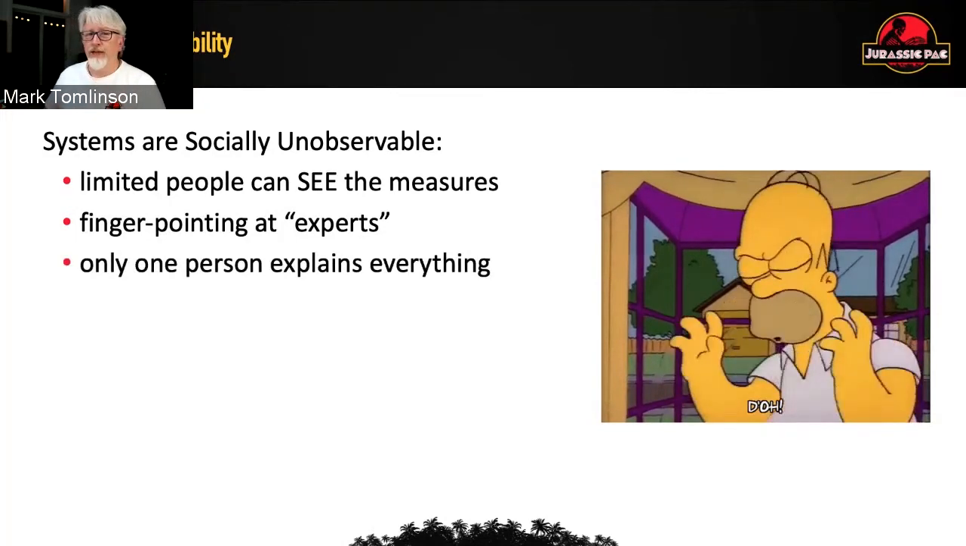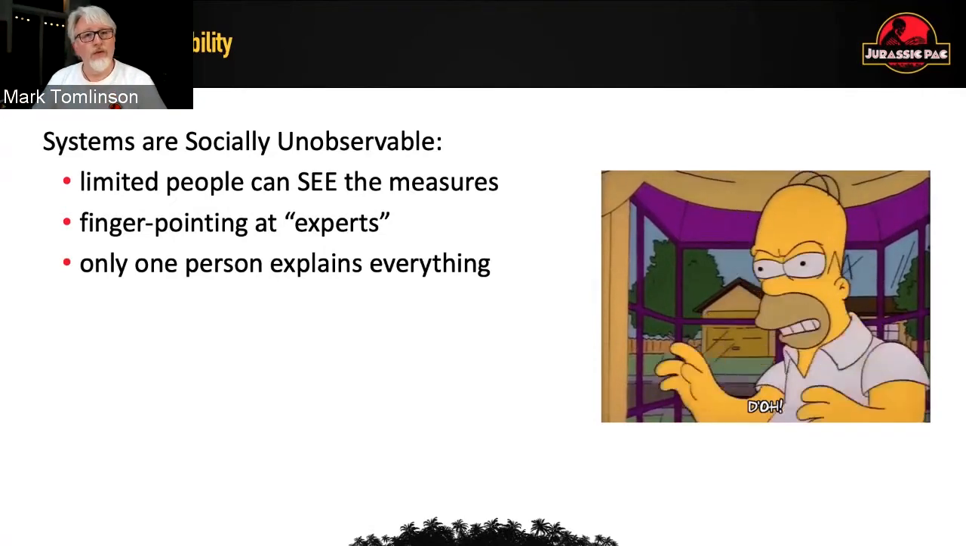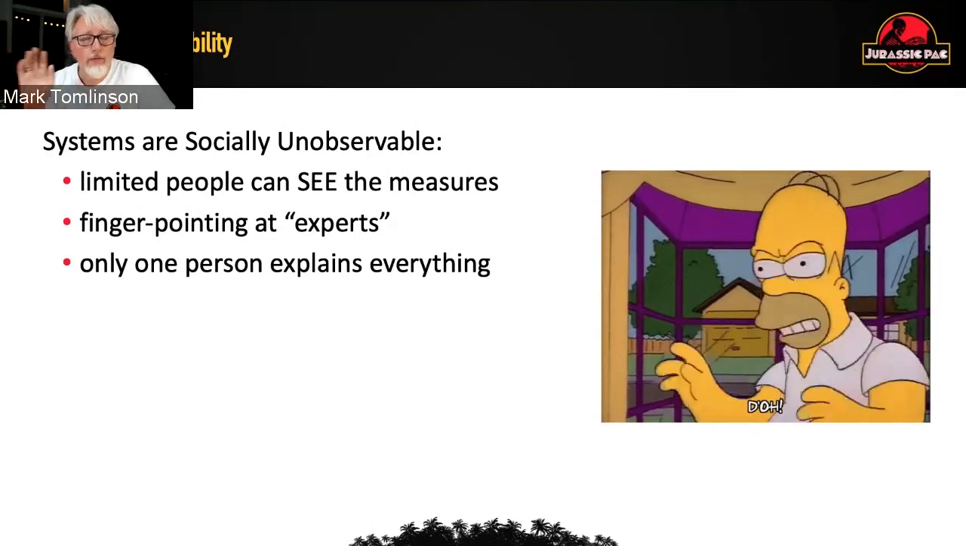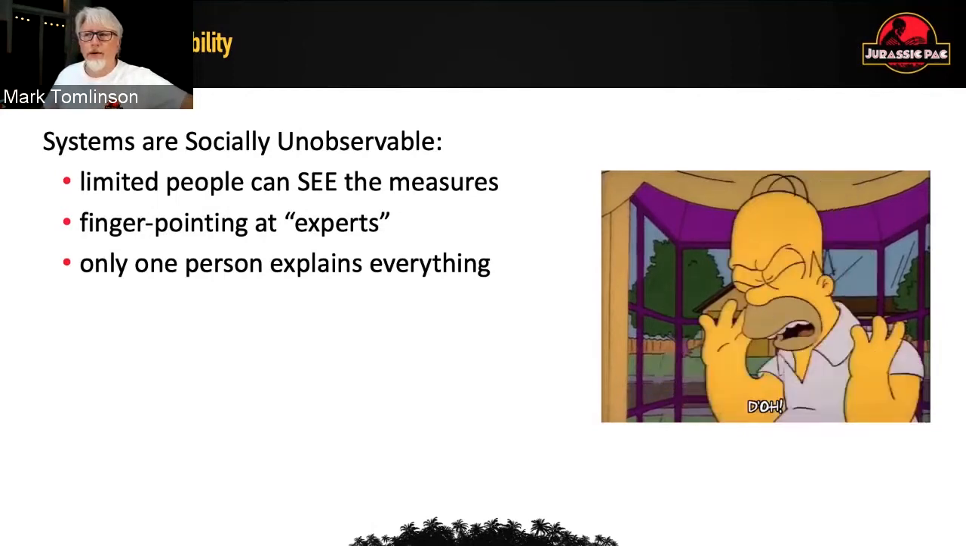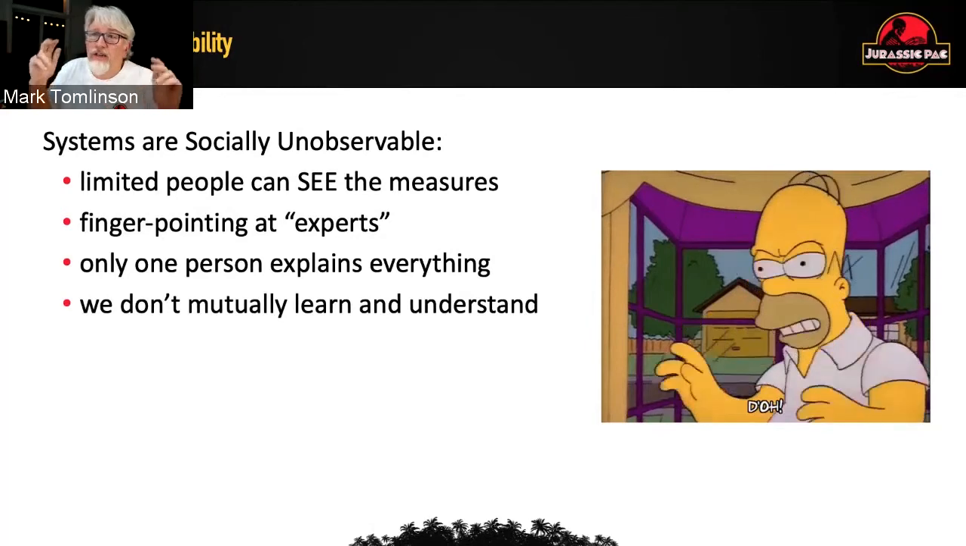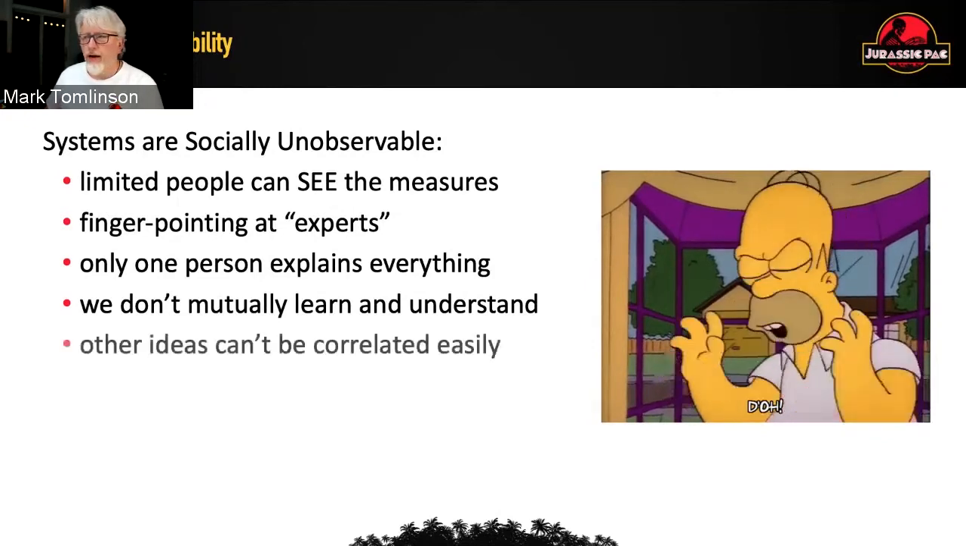Only one person explains everything. So Maria, why don't you get up on the board there and explain everything that we need to know about this, versus saying we have the following 4 graphs that we want to walk through and we want to gather everyone's information. So socially, if you force somebody to be accountable for something and explain everything, that one person, it actually defeats the idea of being observable. We don't mutually learn or understand if we can't socially share and work on that.